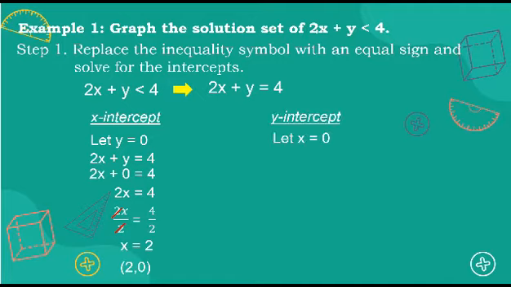For the y-intercept, we let x equal 0. So, 2 times 0 plus y equals 4. So, y equals 4. The ordered pair or the coordinates of the y-intercept is (0, 4).